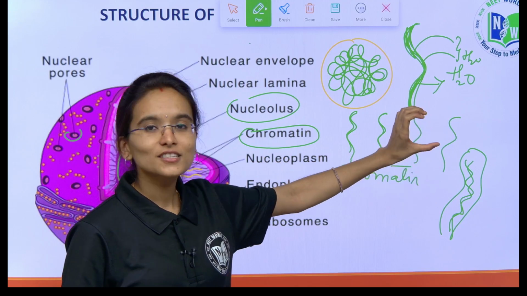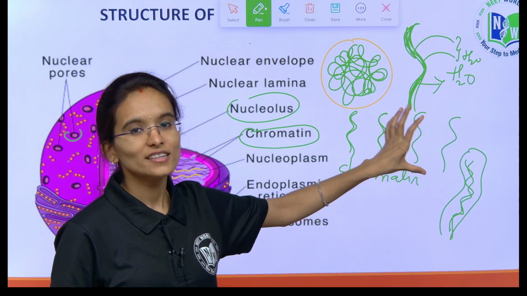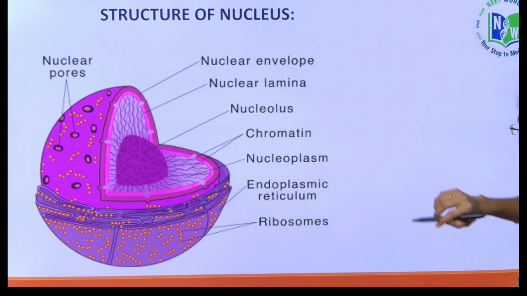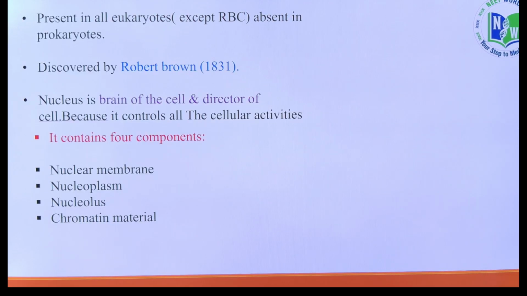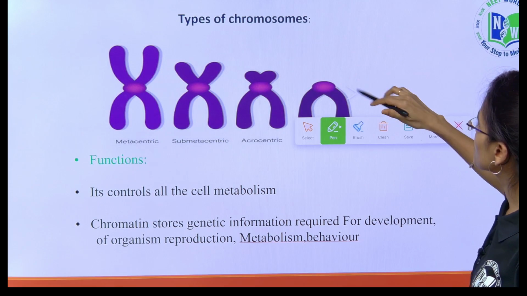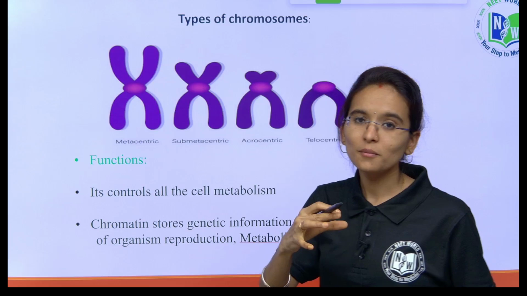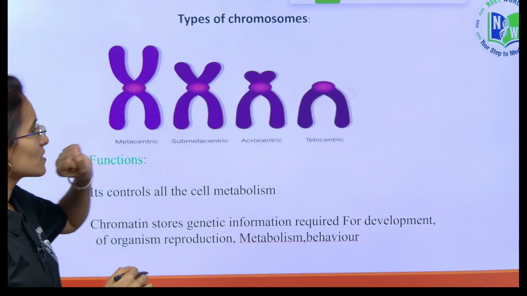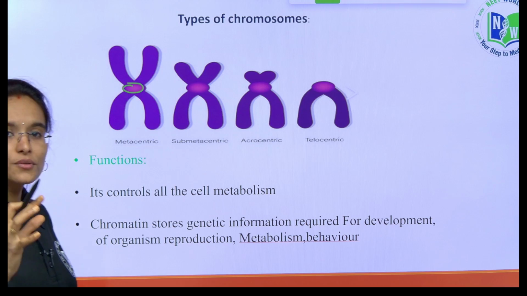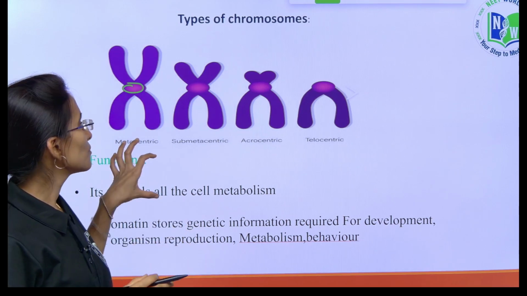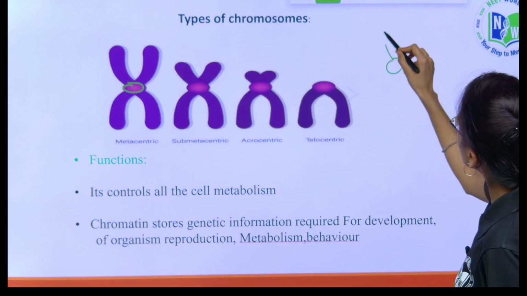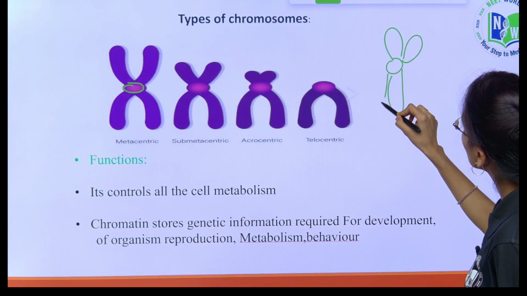And this chromatin is going to contain a genetic material that is called DNA. Now we will discuss the types of chromosomes. Just now, as I have said, due to the loss of water, they become thickened structures. In the process of cell division, they are going to form rod-like structures called chromosomes. They are going to form some rod-shaped structures called chromosomes.